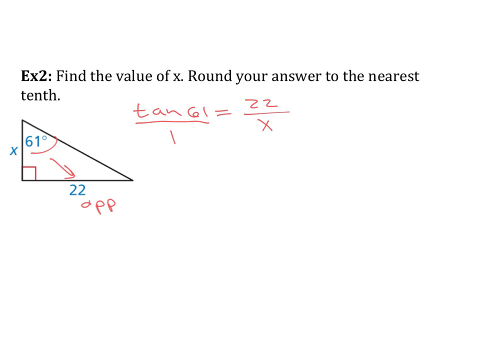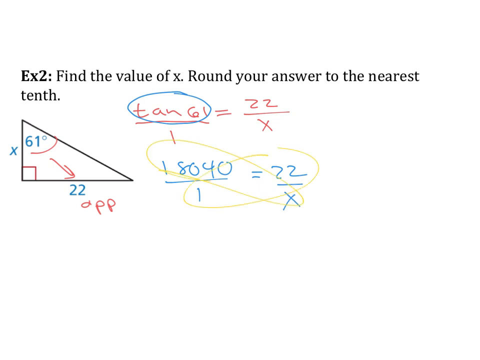I'm going to use my table once again to identify the tangent of 61. Looking at that table, if we go down to an angle of 61 and over to the tangent column, we see that our ratio is approximately 1.8040. So we write that over 1, and that's going to equal 22 over x. Similar to our last example, we're going to cross multiply now. When we cross multiply, we get x times 1.8040 is going to equal 22. And then for my last step, we're going to divide both sides by 1.8040.